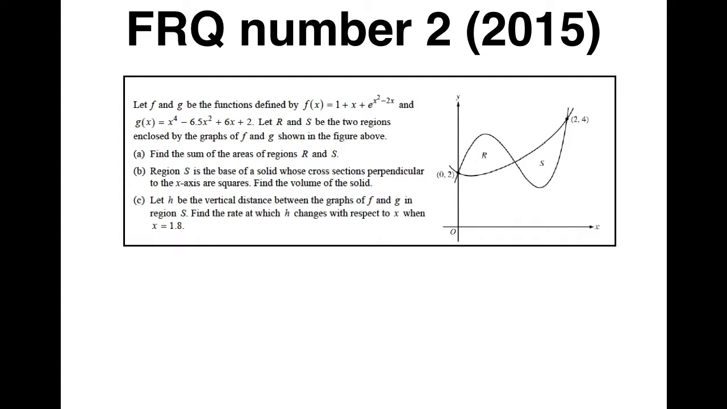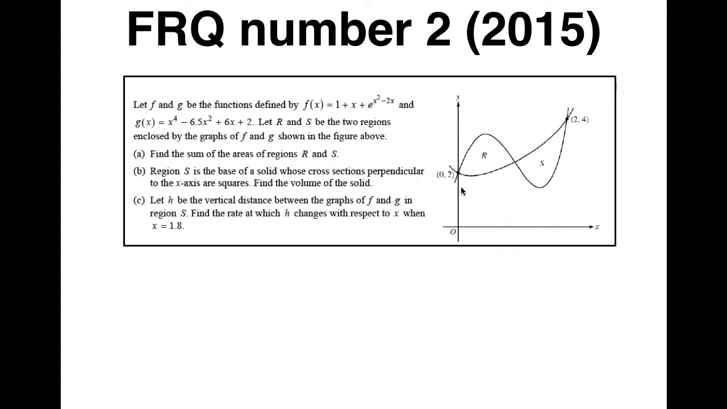Two regions are defined between these two graphs, R and S here, and we know the point of intersection (0, 2) here, and we know the point of intersection (2, 4) over there. We do not know the point of intersection here in the middle, and a typical mistake is to assume that it's 1, x equals 1.